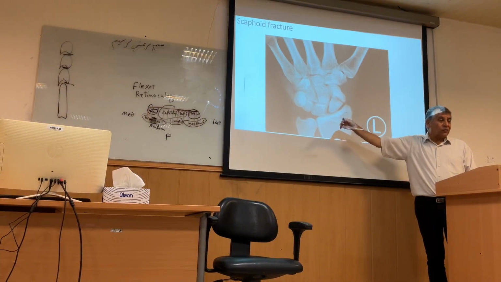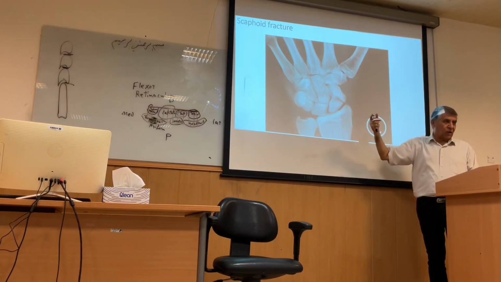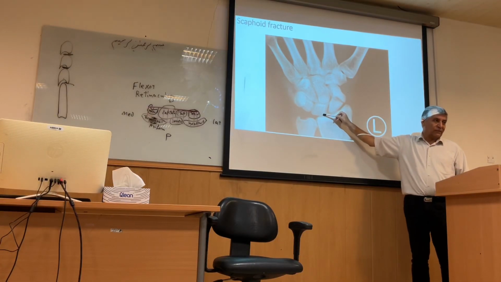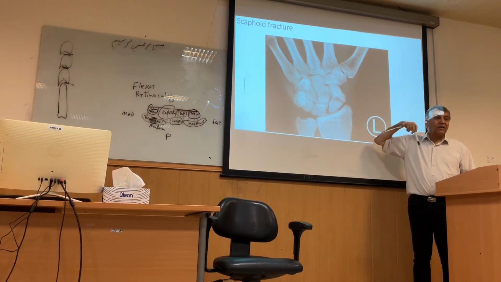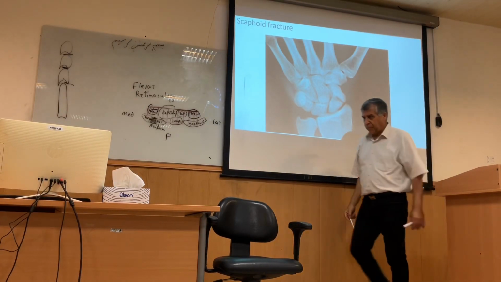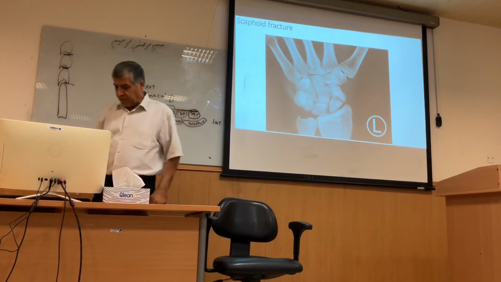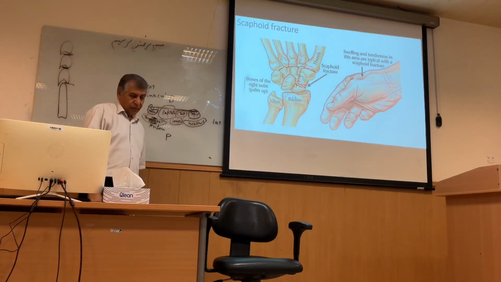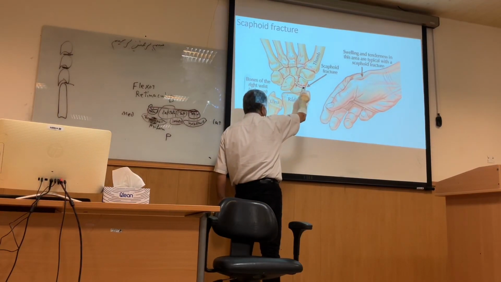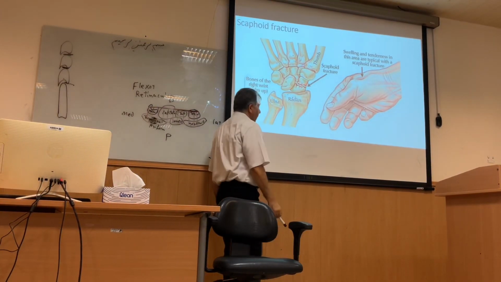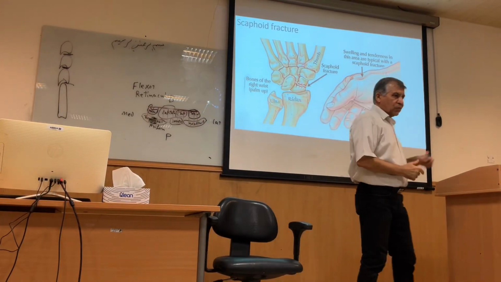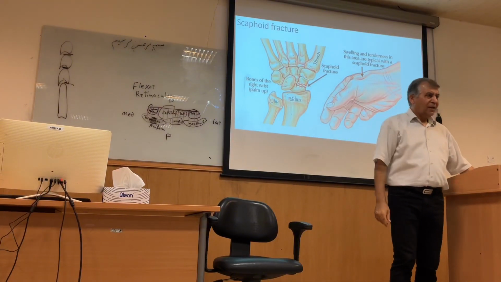Common site for dislocation of carpal bones. Dislocation of carpal bones: scaphoid fracture, lunate dislocation. Okay? In this figure, you can see fracture of the scaphoid. How can you diagnose fracture of the scaphoid?